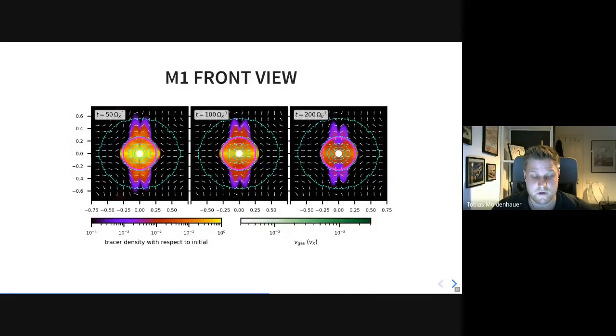But now if we look at the front view, so the front view is so now the planet is either moving away from you or towards you. Don't quite remember from which side this was plotted.